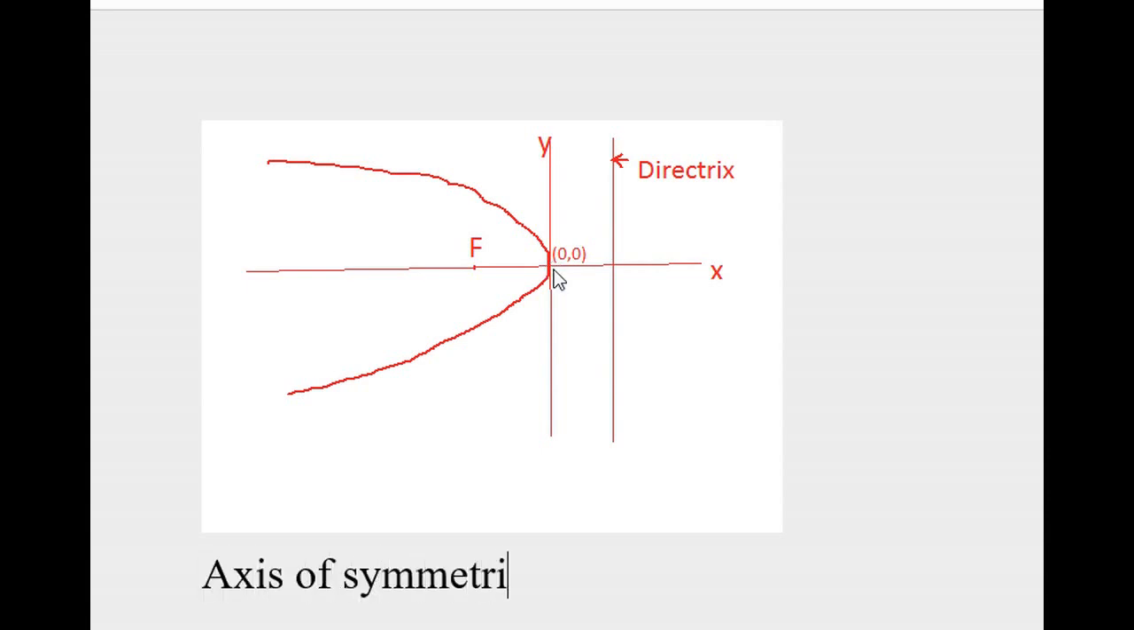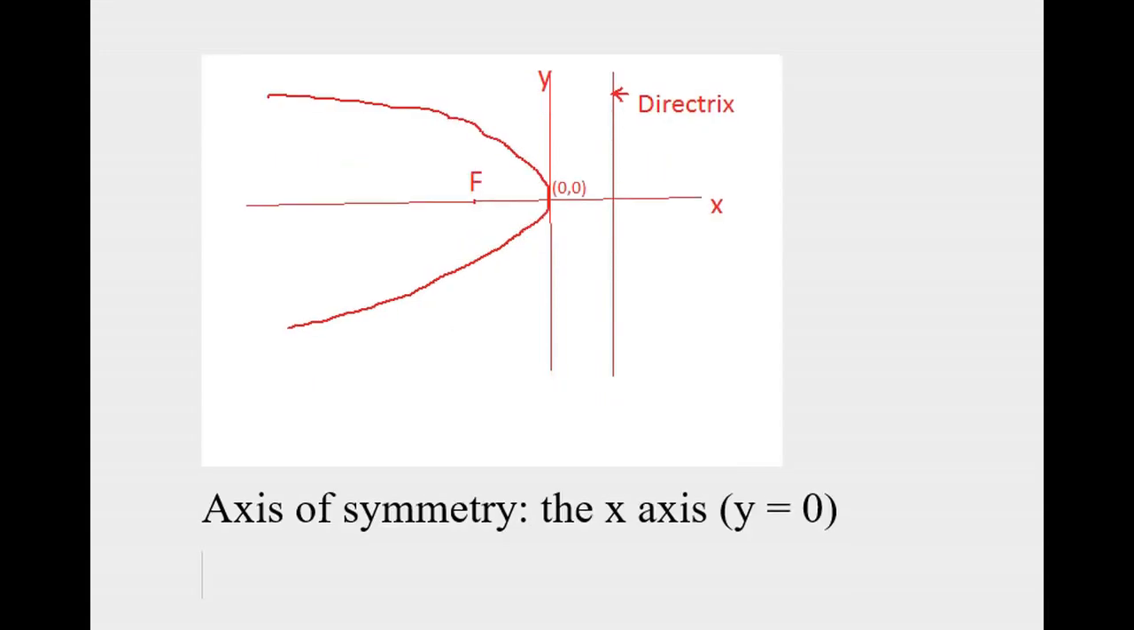The axis of symmetry, as you can see here, is a horizontal line that passes through the origin. So the axis of symmetry is the x-axis. The equation of the x-axis is y equals 0. What will be the coordinates of the focus? Focus is on the axis of symmetry, that is on the x-axis. So its y coordinate will be 0.